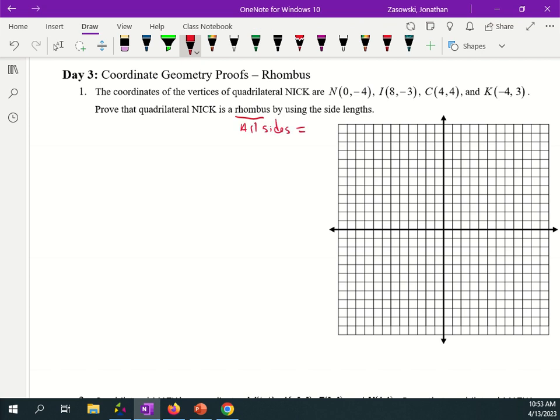So if we graph our points, remember, easy mistakes to make. If it says -4, make sure you go down 4, okay? If you plot your points wrong and the shape doesn't look like a rhombus, go back and double check you plotted correctly. Over 8. Down 3.